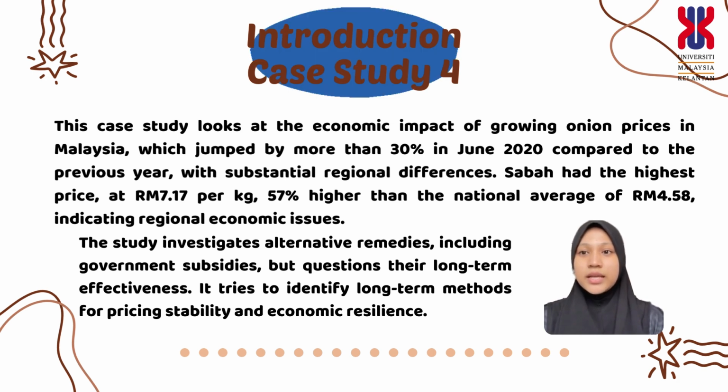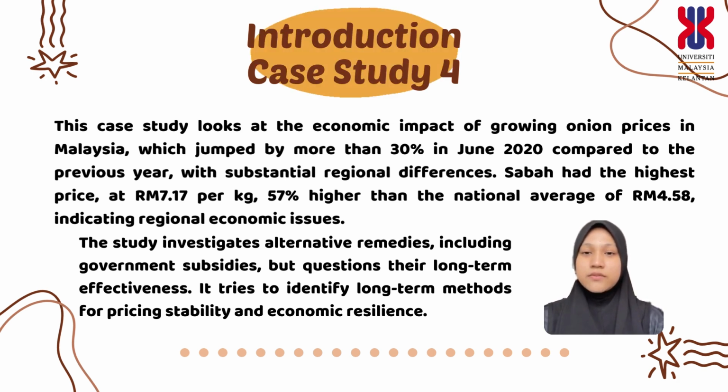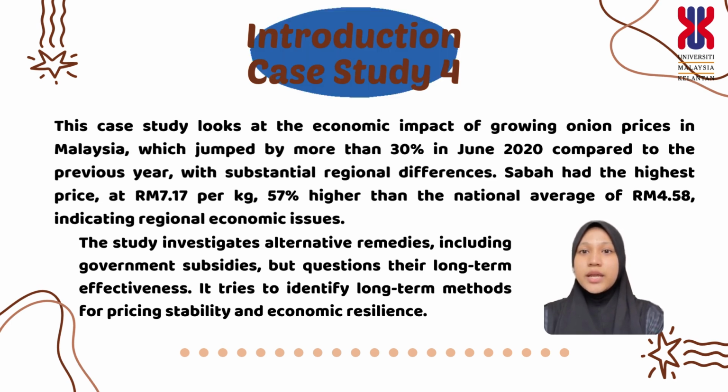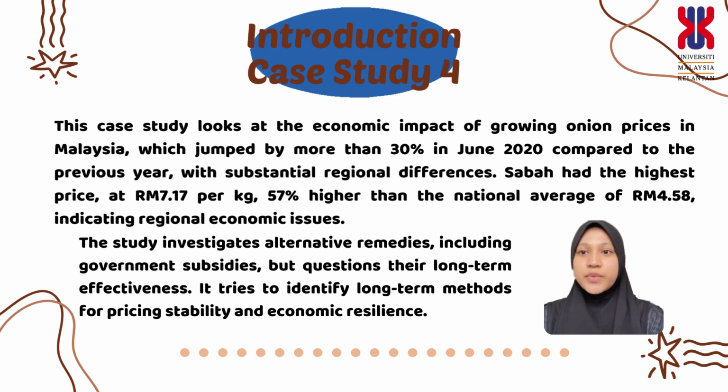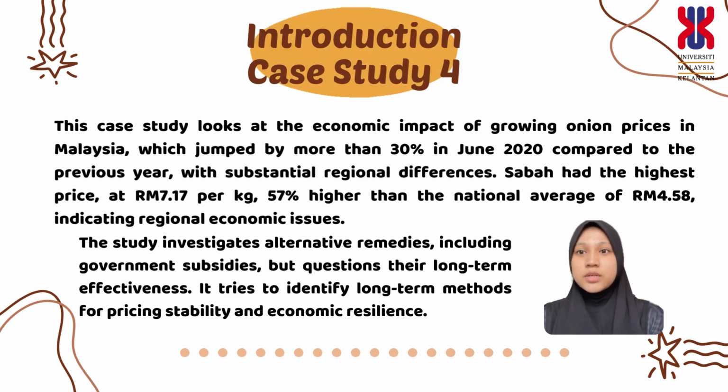Sabah had the highest price at RM 7.17 per kilogram, 57% higher than the national average of RM 4.58, indicating a regional economic issue. The study investigates alternative remedies, including government subsidies, but questioned their long-term effectiveness. It tries to identify long-term methods for pricing stability and economic resilience.